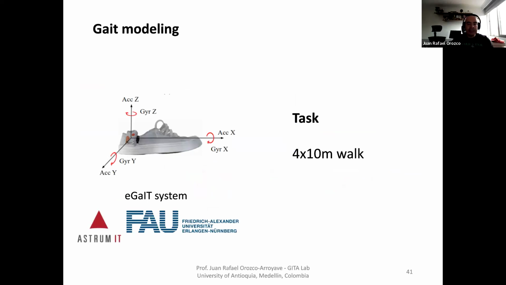Now let's talk about gait analysis. In this case, I am only referring to the 4 × 10 meter walk task, in which the patient walks 10 meters, turns around, comes back another 10 meters, and then turns around again and walks the last 10 meters. So this is called the 4 × 10 walk. For this, we used Shimmer sensors, these orange and white sensors stuck to the shoe. And to record the signals, we used the eGait system, which was provided by Astrum IT. It was a donation that we received from the University of Erlangen in Germany.